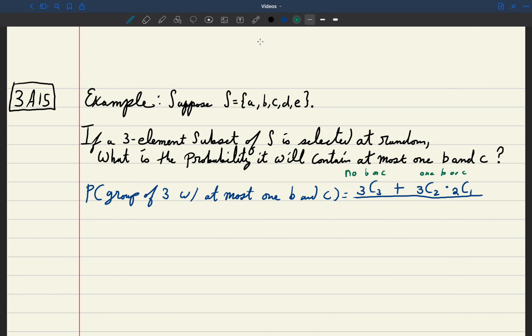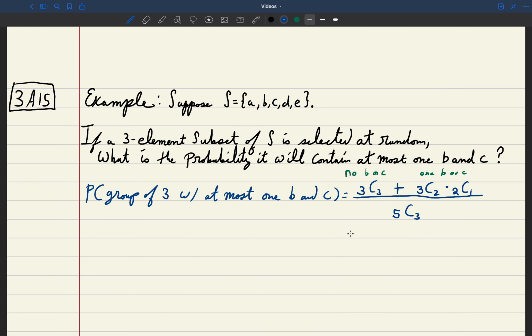Okay? Now, what about that denominator? What is the sample space? We have 5 items, and we choose 3. This is our sample space, the total number of things that can occur in this given scenario. So that would be 5 items, choose 3. How many groups of 3 can we make with 5 items?